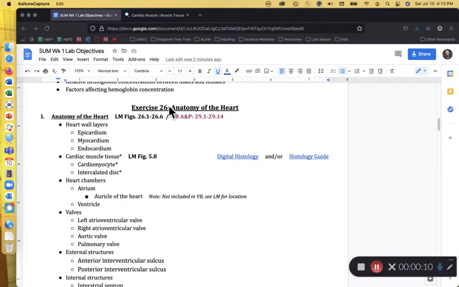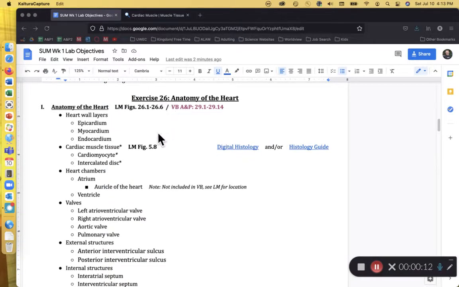So here's our lab objective sheet. We're looking at exercise 26 content, and we're just going to start. I'm going to skip ahead actually and go to the heart histology right here, and I'm going to talk you through this, and then we'll start talking about more of the gross anatomy.